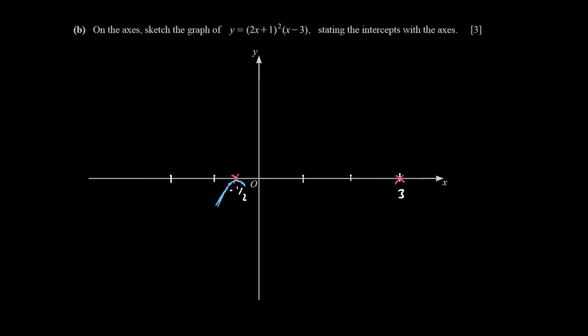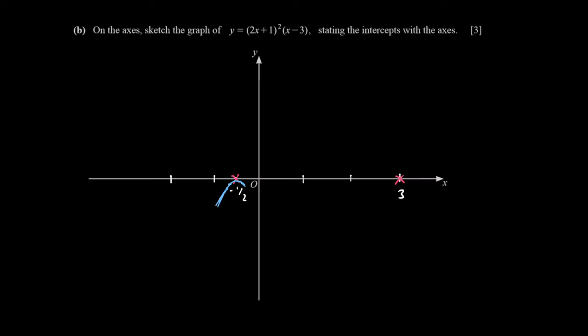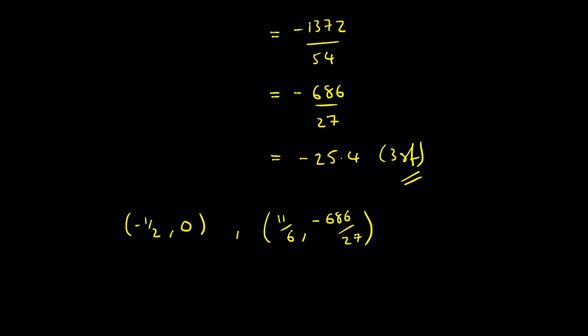Well, if you think back just a second ago, we found out that we had a stationary point when x is equal to negative a half, 0. That's the stationary point. Lo and behold, the repeated root is the same thing as the stationary point, isn't it? Because if it just touches the curve, then we've got a maximum point at the x-axis there. All right, now, the other stationary point we should plot on. So we've got a stationary point here, 11 upon 6, negative 686 upon 27.